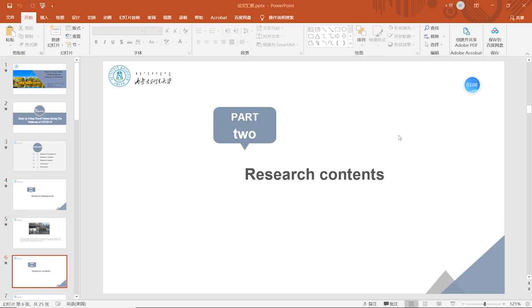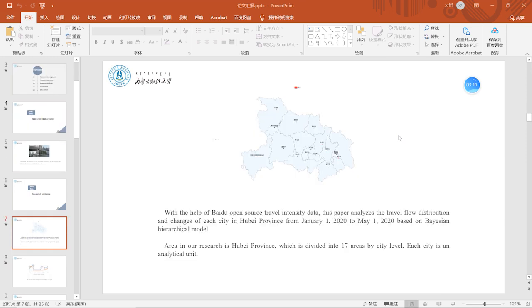Next is our research context. The analysis of the distribution and change of urban traffic flow is usually carried out from 2 dimensions of space and time. The space dimension reflects the regional structure, including autocorrelation and heterogeneity. The time dimension reflects the fluctuation of urban travel volume with time, but the urban travel volume does not always change stably. In a few cases, there will be abnormal fluctuations.